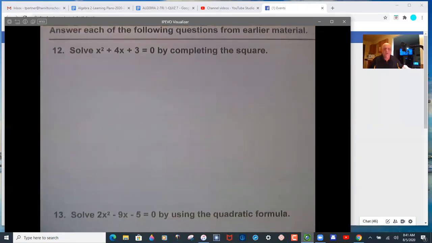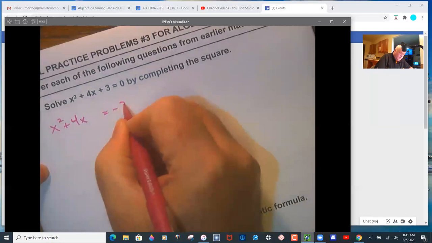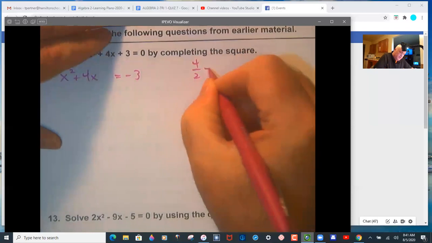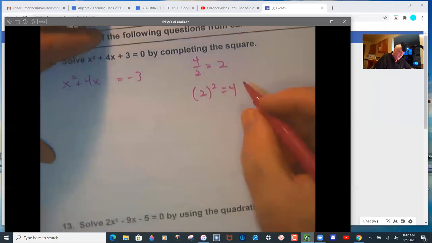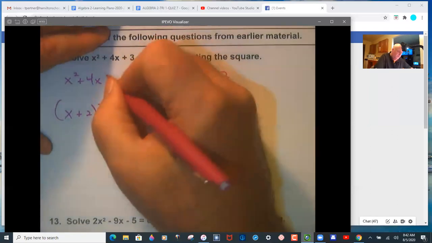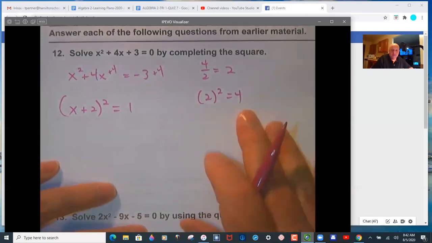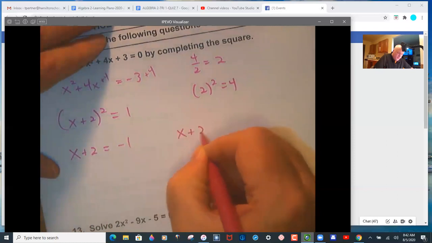All right, so completing the square, you want to start by taking over the other side, the negative 3, then we're going to take the 4, divide it by 2, and that's 2, and then square it. That's 4. So we have x plus 2 squared equals, so we're going to add 4 to both sides, so this is going to be a 1. Remember, that's the number that you add to both sides. So I have x plus 2 equals negative 1, x plus 2 equals 1.